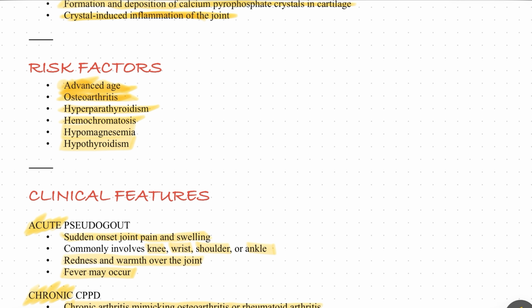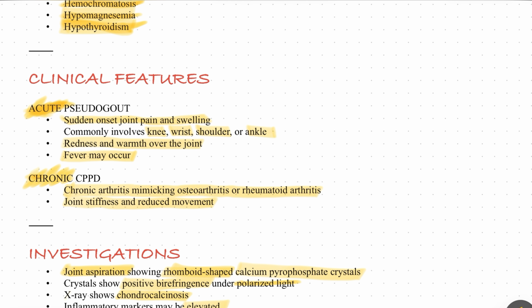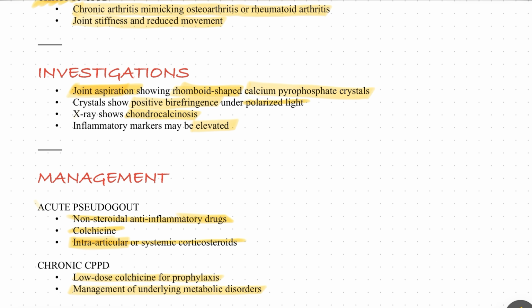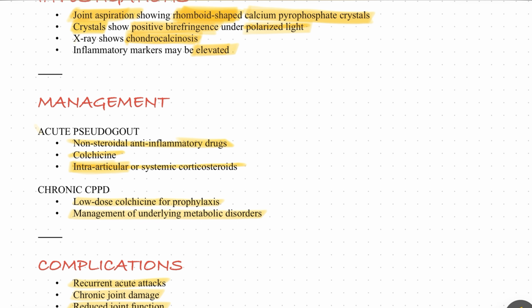Advanced age, osteoarthritis, hypothyroidism, hyperparathyroidism, hemochromatosis, hypomagnesemia. Then clinical features: acute and chronic. Go through it once more if you want. Investigations: joint aspiration shows rhomboid shaped crystals. I'm stressing again, rhomboid shaped, not needle shaped, calcium pyrophosphate crystals, with positive birefringence under polarized light. What shows positive birefringence? These crystals. Then X-rays show chondrocalcinosis, and obviously, as there is inflammation, the inflammatory markers will be elevated.